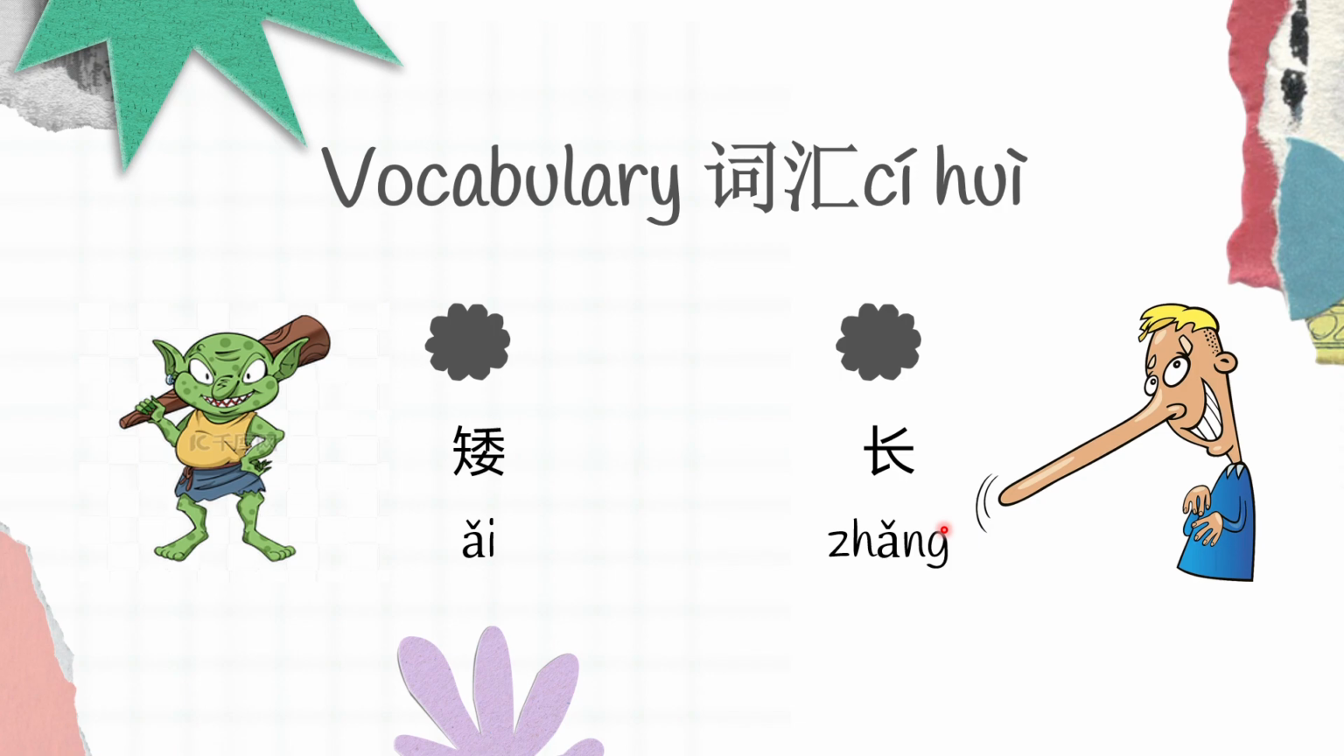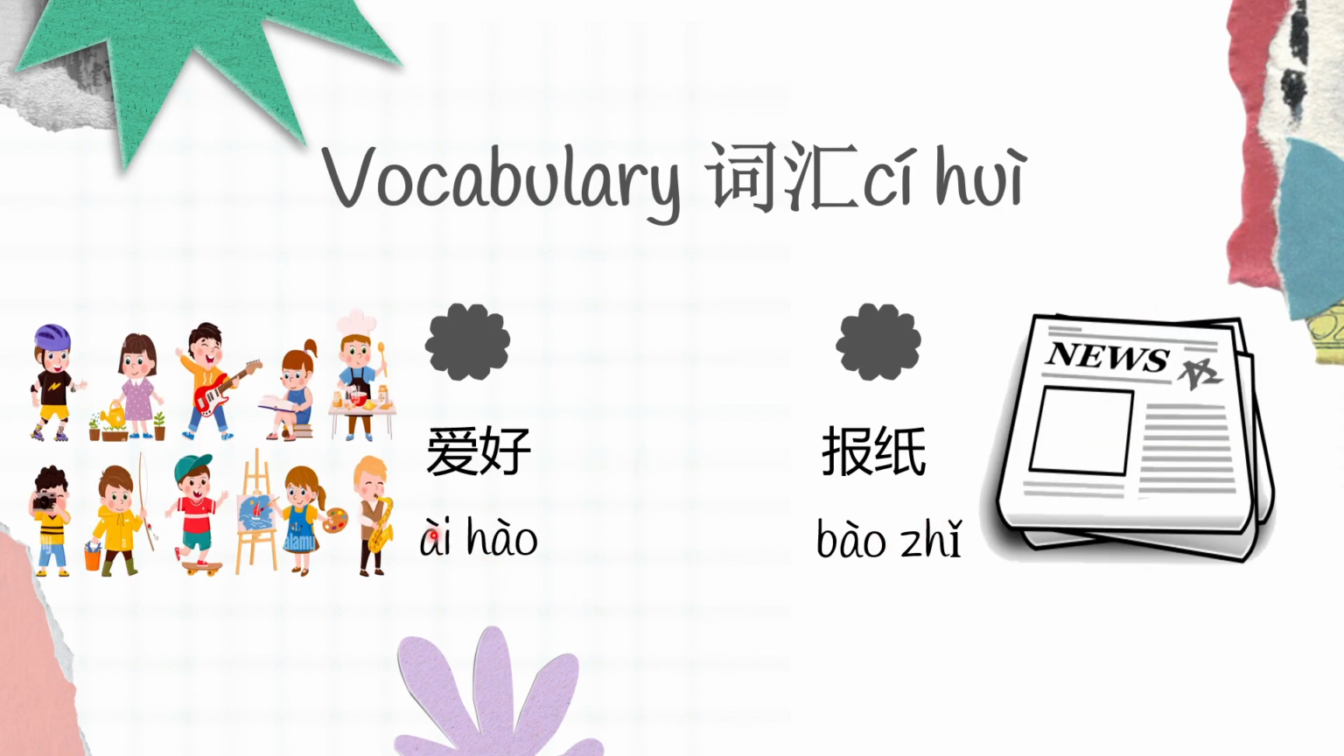Moving on to the next slide, we have 爱好 and 报纸. The meaning of 爱好 is hobby, and the meaning of 报纸 is newspaper. Let's read together. 爱好, 报纸.